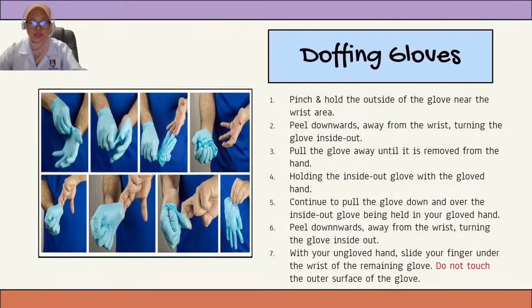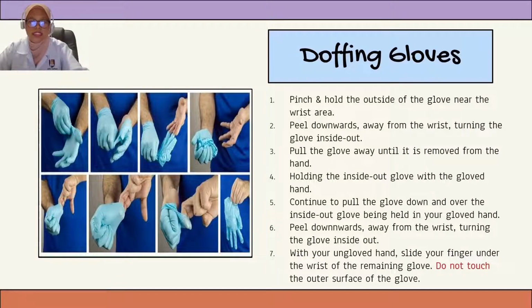And next we go to how you doff your chemical resistant gloves. So the first one, you need to pinch and hold the outside of the glove near the wrist area, and you pull downward away from the wrist, turning the glove inside out like in the picture you can see, and then you pull the glove away until it is removed from the hand.